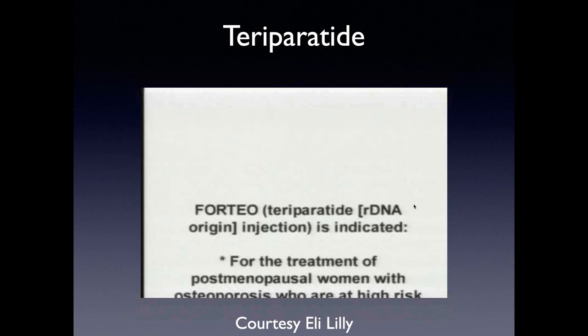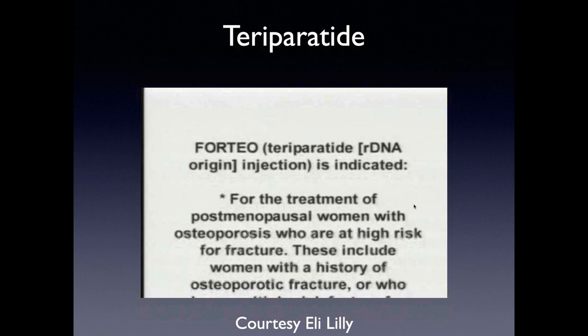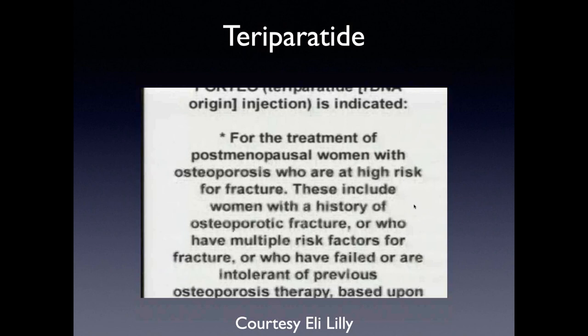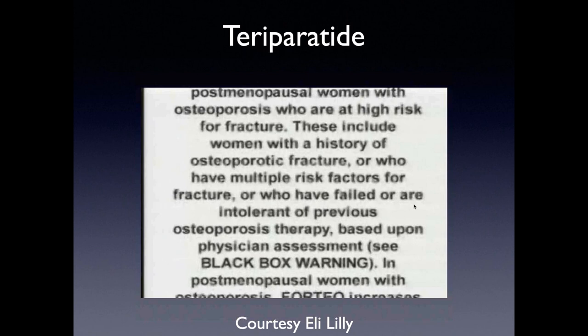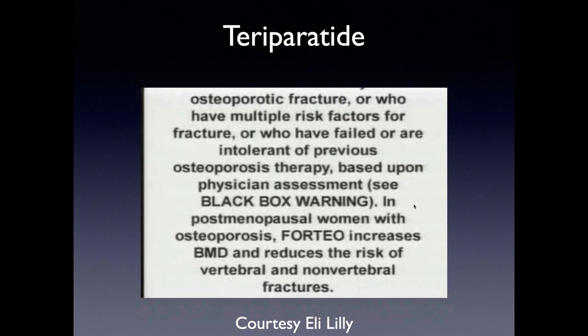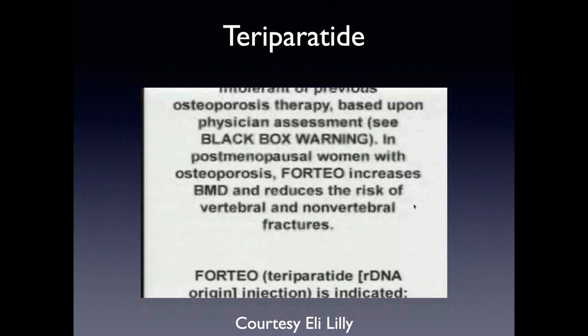Forteo, teriparatide rDNA origin injection, is indicated for the treatment of postmenopausal women with osteoporosis who are at a high risk for fracture. These include women with a history of osteoporotic fracture or who have multiple risk factors for fracture or who have failed or are intolerant of previous osteoporosis therapy based upon physician assessment. See black box warning. In postmenopausal women with osteoporosis, Forteo increases BMD and reduces the risk of vertebral and non-vertebral fractures.